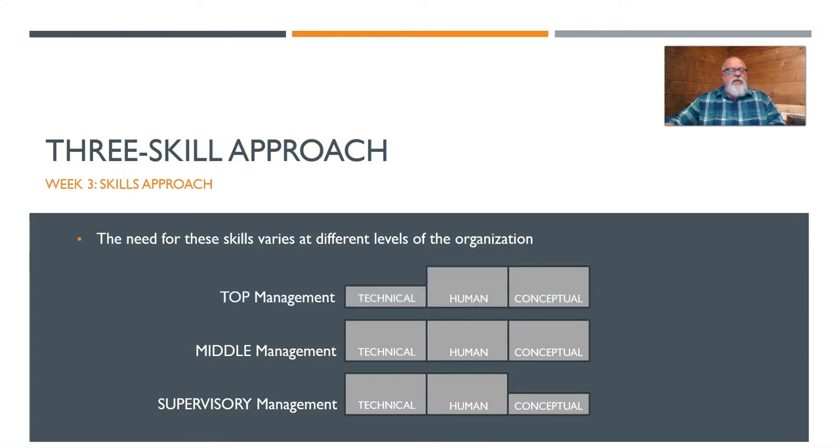And very interestingly, at the top management level, the technical skills are important. They need to understand what's going on. They don't necessarily have to know what kind of rivet goes in what hole based on strengths and structural kind of stuff. It's not as important as their ability to use human interaction and have conceptual skills.